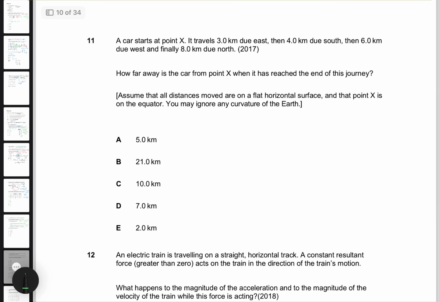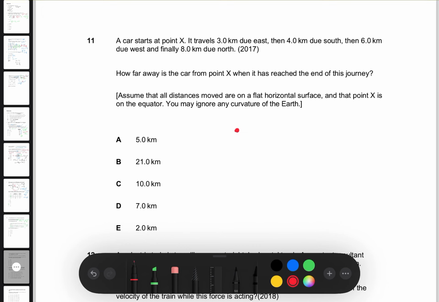Let's take a look at question 11. It says a car starts at point X. Let's imagine this is point X. It travels 3 kilometers east. So we can say that, let's say the right side is the east.